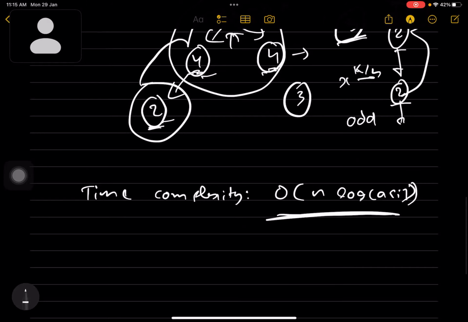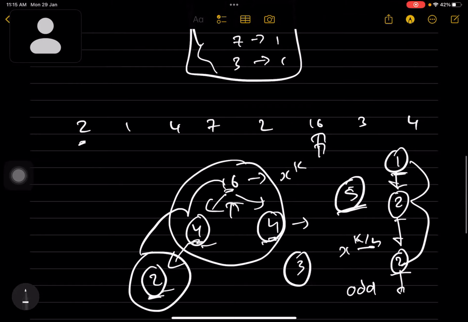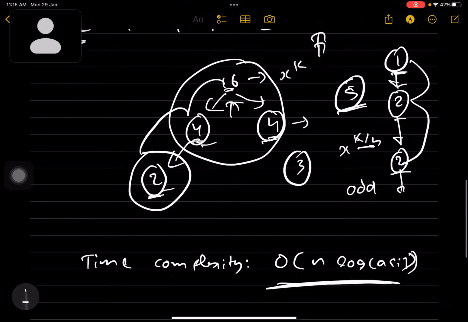And yeah, that's how we solve the question. And the complexity of storing in the hash map will just be O of 1, right?